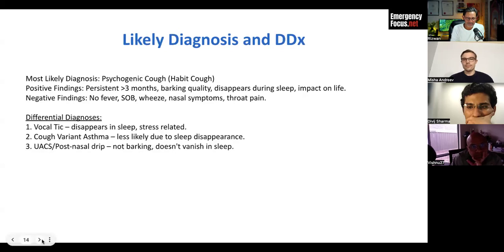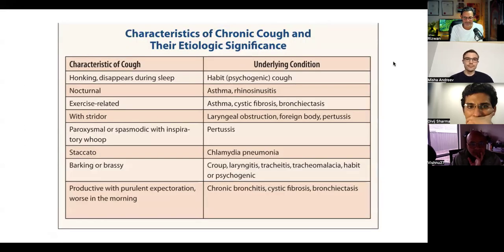So let's dissect this scenario a little bit further. I've utilized this information in terms of differentiating various types of cough. A honking cough which disappears during sleep could be habitual or psychogenic, which is what we are dealing with. Nocturnal asthma: there's a lot of mucus congestion that can give rise to wheeze-related cough, because bronchospasm is worse at night because of mucus plugging. Exercise-related cough suggests asthma, cystic fibrosis, or bronchiectasis.